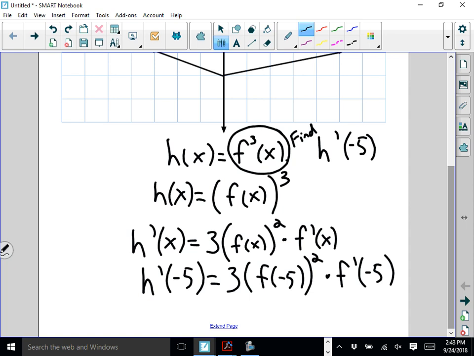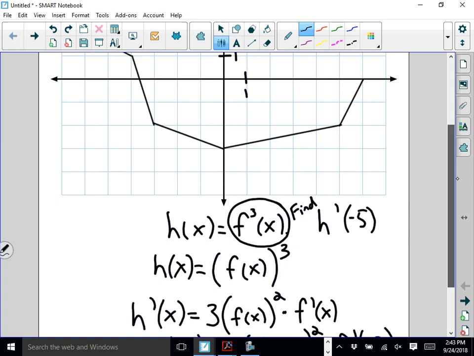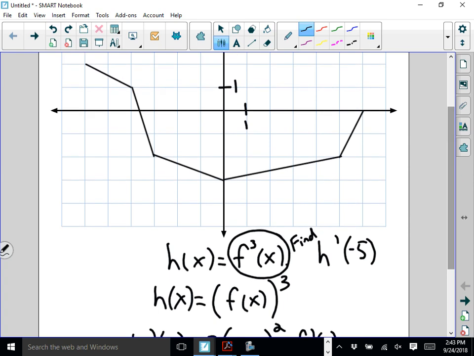Notice I didn't even need to use the graph whatsoever to get to this spot. Now I need to figure out 2 things. I need to figure out f of negative 5, and I need to figure out f prime of negative 5. So let's go up to our graph and take a look. I'm going to count off negative 1, 2, 3, 4, 5. Here's negative 5.